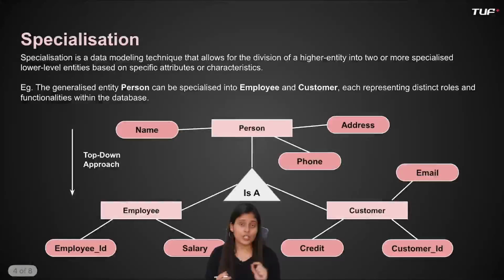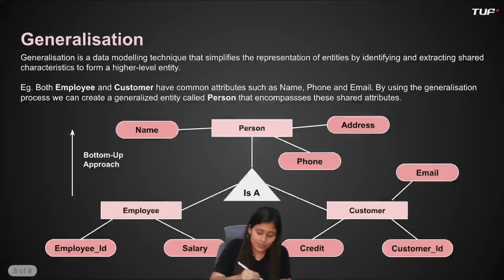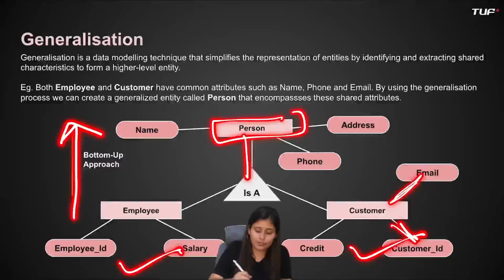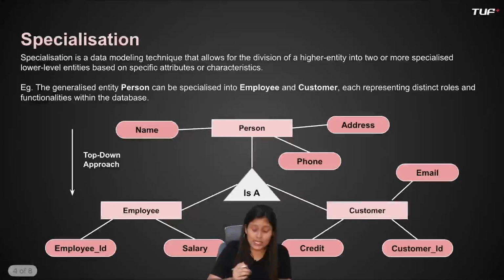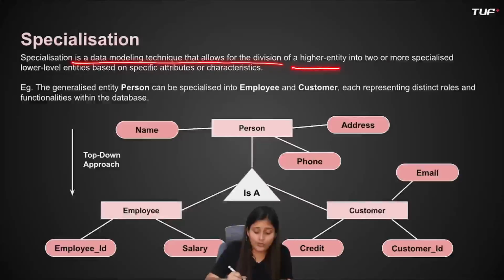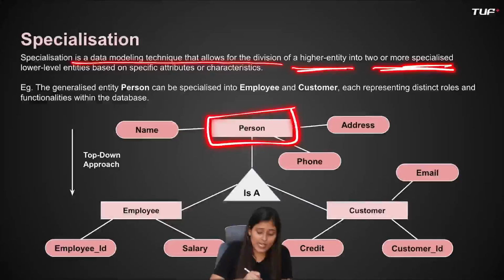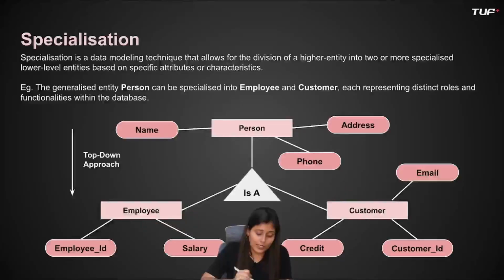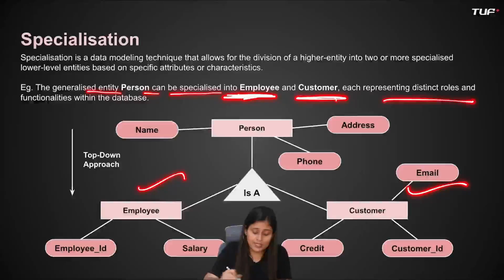Next is specialization, and this is totally opposite to what we have learned in generalization. In generalization, you can see it's a bottom to up approach, right? We were at the bottom, and whatever common attributes we found, we created a new entity and gave those attributes to it. In specialization, it's a top to bottom approach. Specialization is a data modeling technique that allows for the division of a higher entity into two or more specialized lower entities. In this, from person we have created employee and customer. It can be two or more than two. So here the generalized entity person can be specialized into employee and customer, each representing distinct roles.